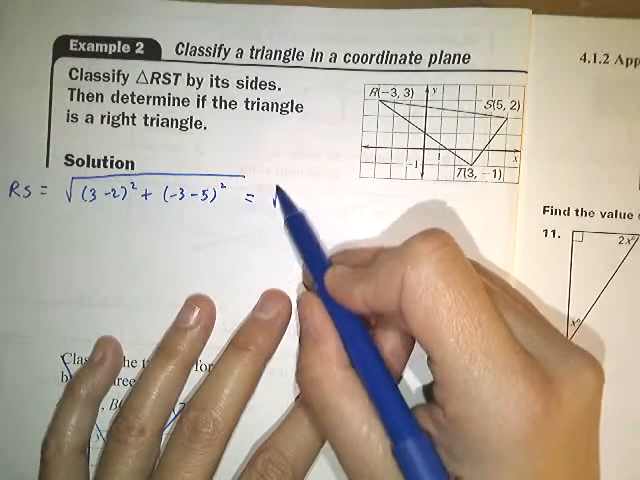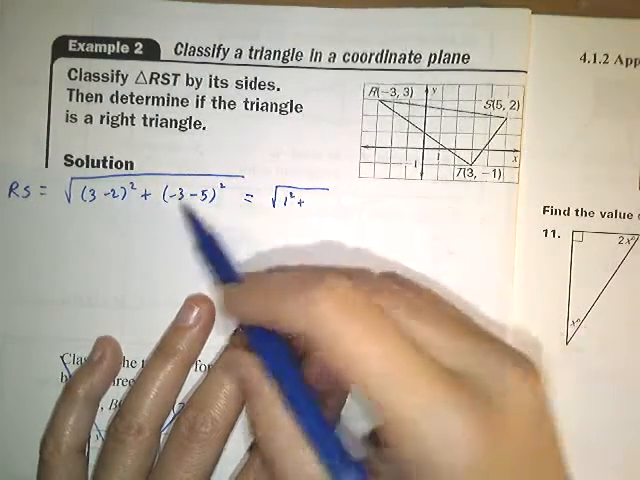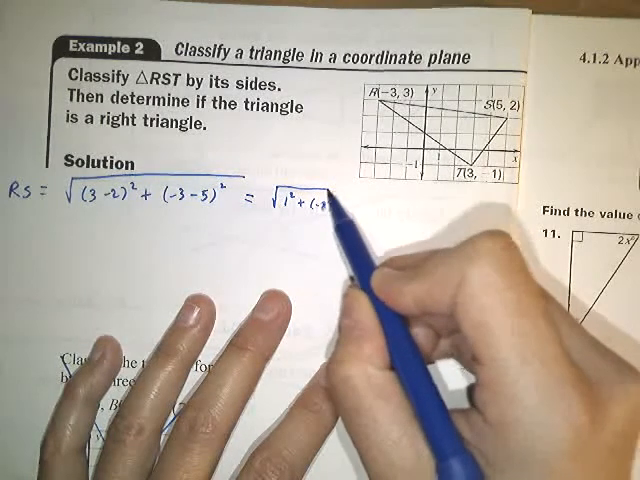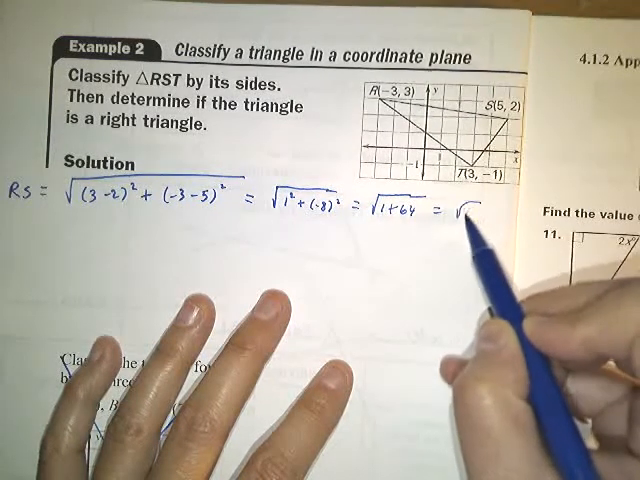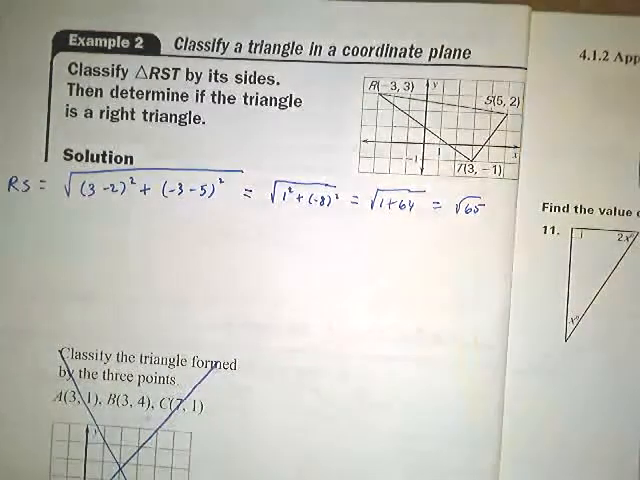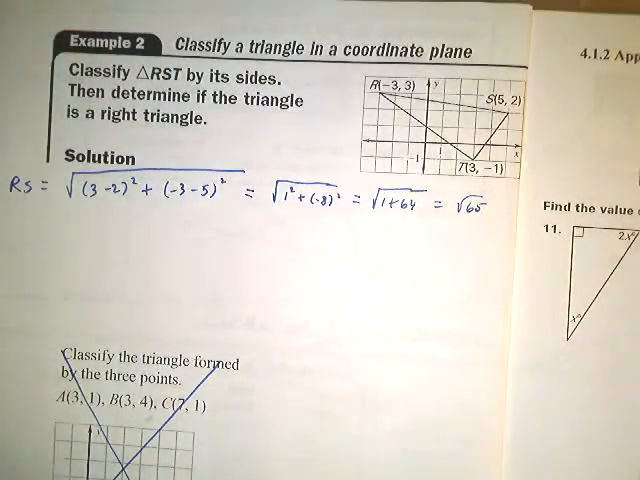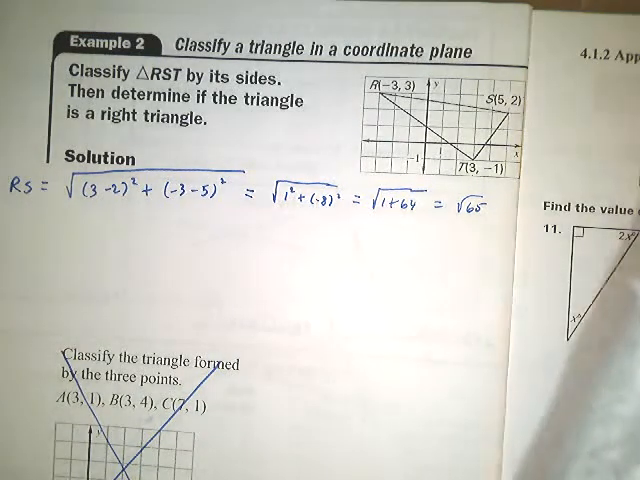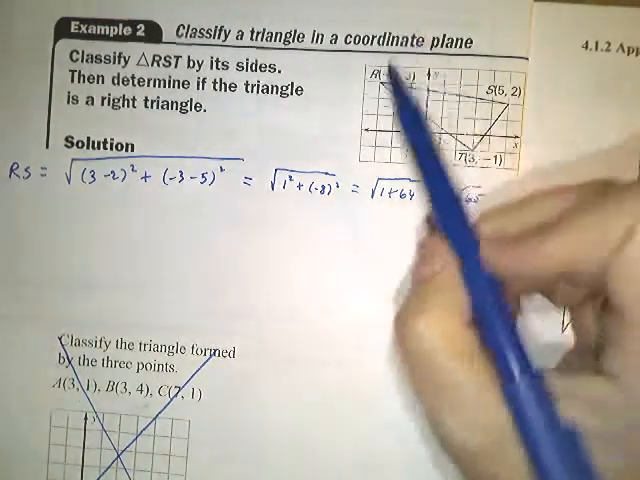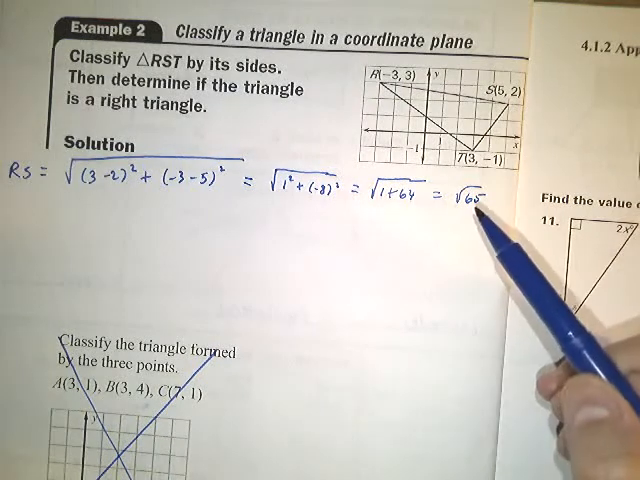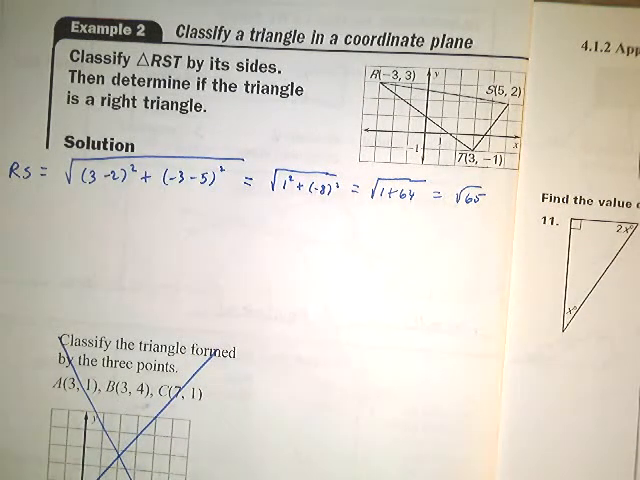I have the square root of 1 squared plus negative 8 squared, which gives me the square root of 1 plus 64, or the square root of 65. Now, the square root of 65 cannot be simplified any further, so we're just going to leave it as the square root of 65. So the length of the side that runs across the top of the triangle is this many units long. We don't need a decimal approximation, we simply just need to know the root value for these types of questions.